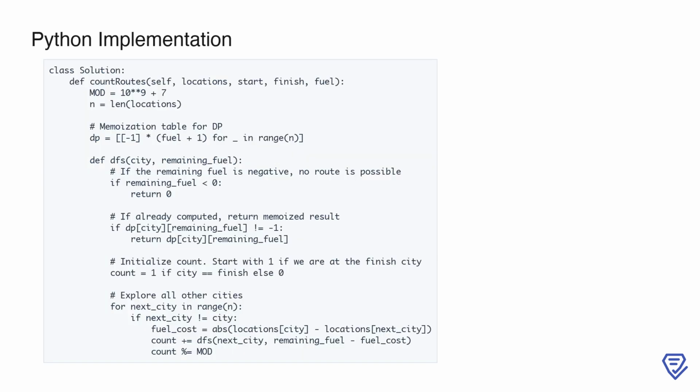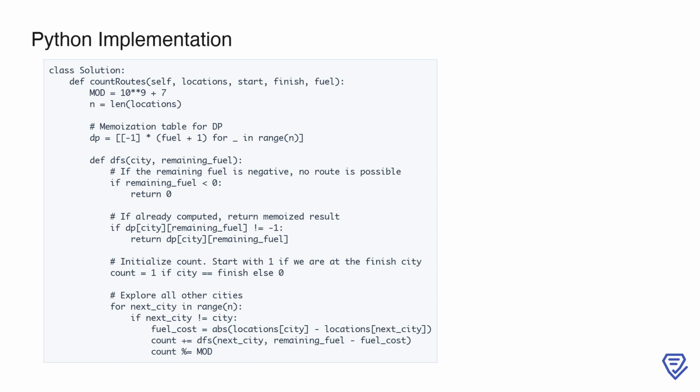Here, we begin implementing the solution by defining a Solution class with a countRoutes method. This method takes in the list of locations, the starting city, the finishing city, and the available fuel. We also define a constant mod set to 10^9 + 7 to ensure our results fit within the required constraints by taking modulo operations later. Next, we calculate the number of cities, n, based on the length of the locations list. To optimize our solution, we use a memoization table dp, which is a 2D list initialized with -1. This table will store the results of subproblems to avoid redundant calculations.